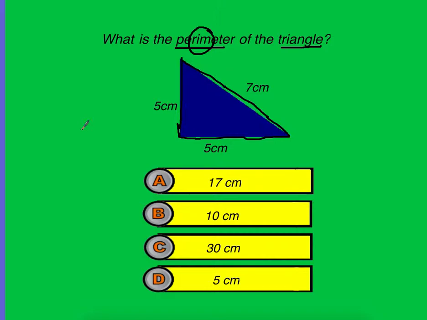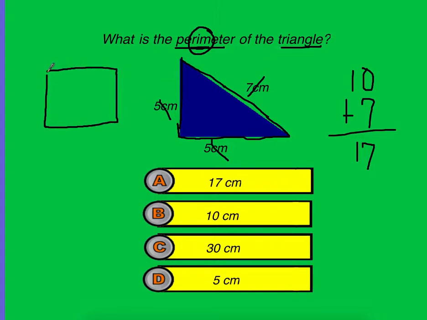In this case, because there's only 3, it would be 4 sides if it were a quadrilateral. So 5 plus 5 gives us 10. And then plus the 7 gives us 17. That's it. Letter A is your answer for that one. Be careful that you look carefully at your vocabulary, that you annotate, and you think about perimeter. Remember, we took our hand and drew around the outside when we did perimeter.